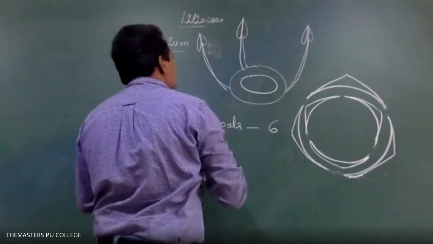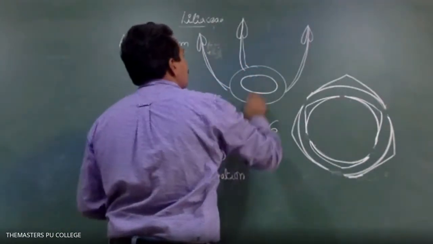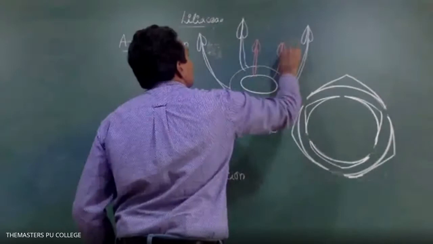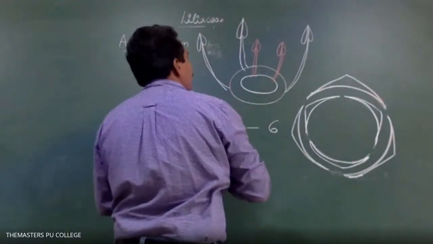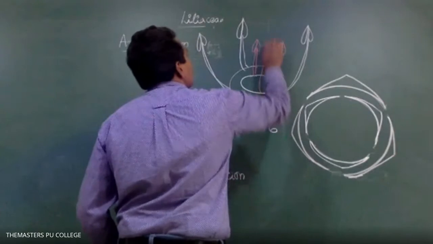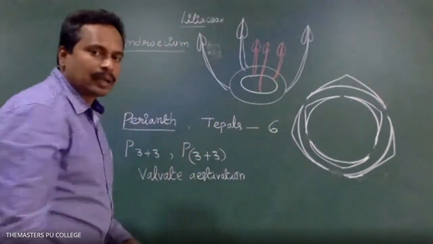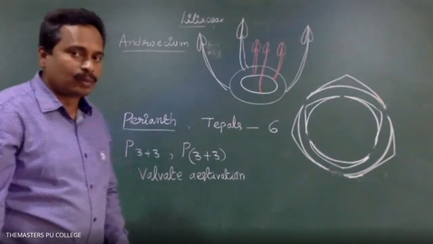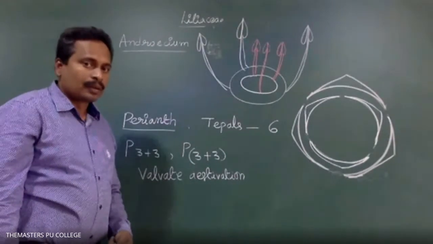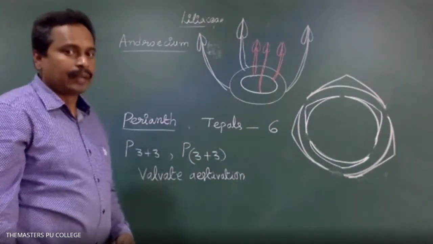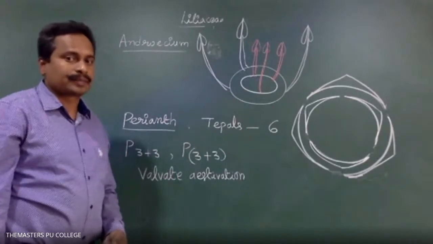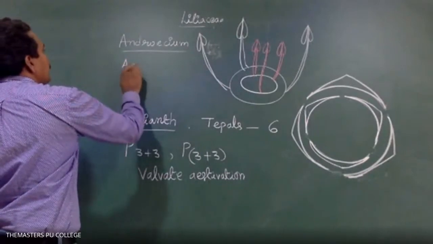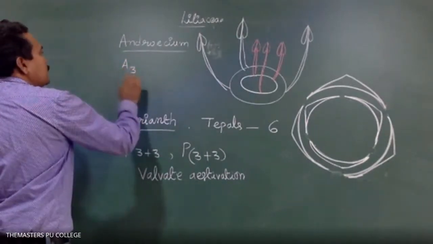A6. How many stamens are there? 6 stamens are there. Are they arranged in 1 whorl or 2 whorls? 2 whorls. Right. Each whorl consists of 3 stamens. The androecium is A 6, arranged in 2 whorls.